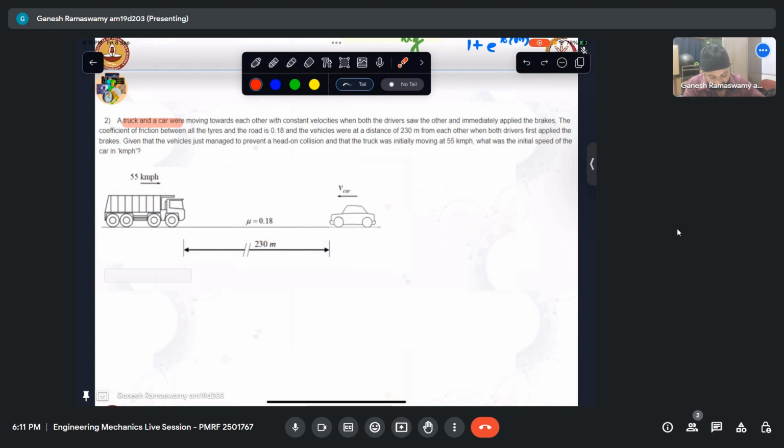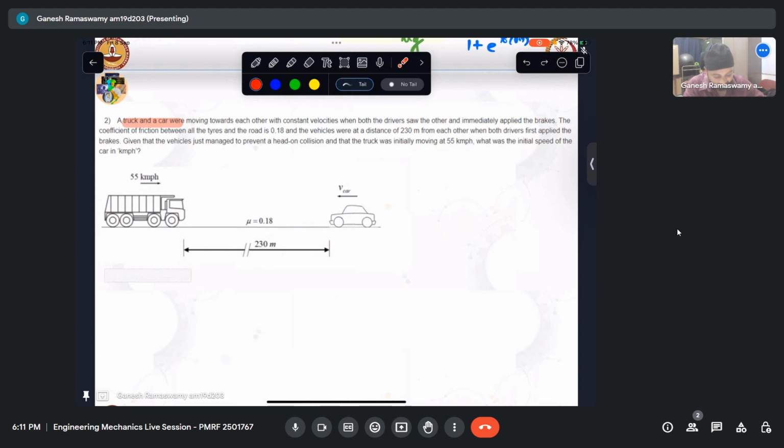Given that the vehicles just managed to prevent a head-on collision, and the truck was initially moving at 55 kmph, so this was initially moving to the right with 55 kmph. What was the initial speed of the car? And what is the constraint given here? That they just managed to prevent the head-on collision.